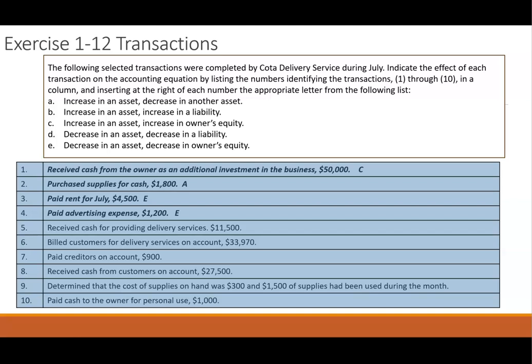Paid advertising expenses, just like the one before. It's a decrease in an asset because you're using cash. It's a decrease in owner's equity because of the expense.